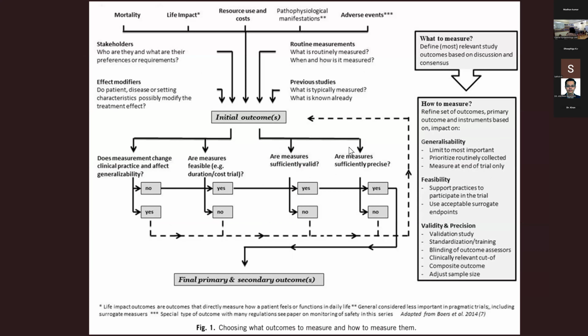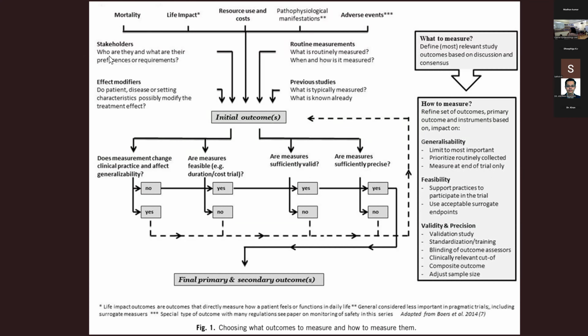So what decides what outcome we fix for a trial? A few things we look at are mortality benefit: does this intervention actually prevent mortality? Then the quality of life: do the patients have a better quality of life when we provide the intervention? We also look at the resources and the costs involved. Pathophysiological manifestation is more of an explanatory design. And then we also look at adverse events.